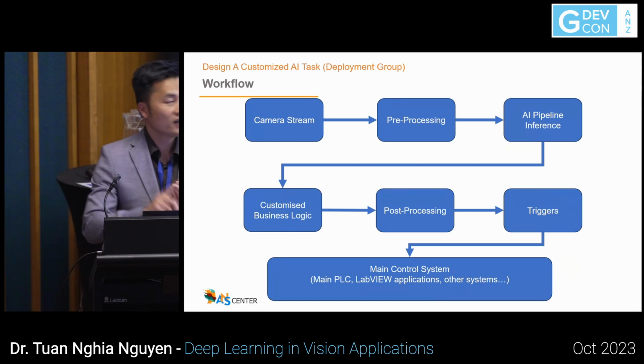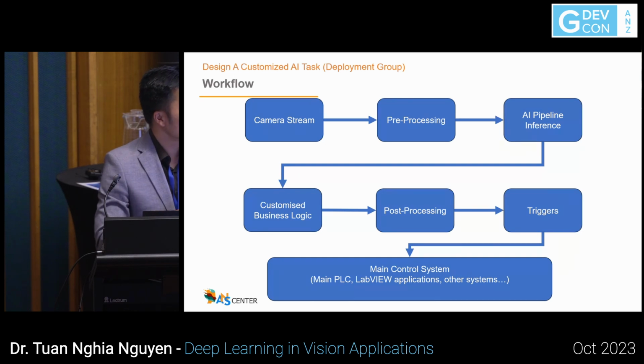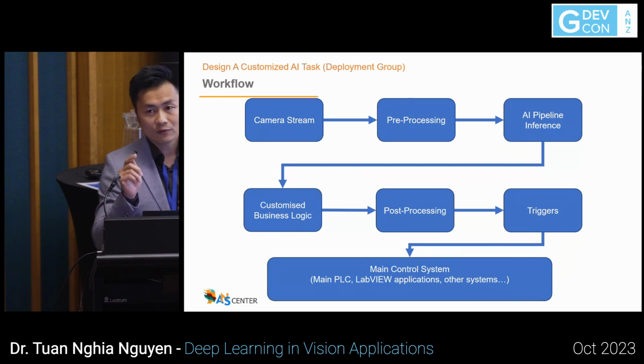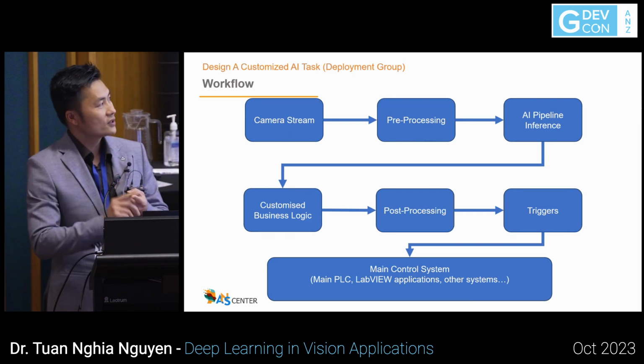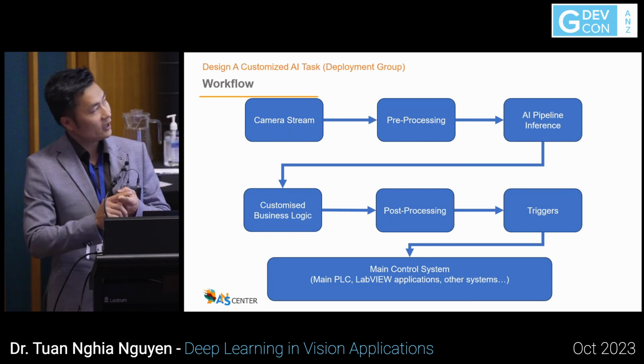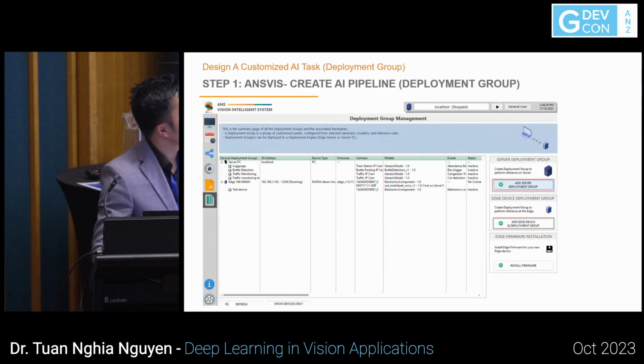So the first trigger is we want to control the PLC to do the rejection. And then the second one is we want to send the bookmark into the existing VMS system to do the popping, and then also save the data into the database so that they can do some kind of report. So in order to do that, Unveil has a way for the user to create the pipeline, what we call the deployment group.